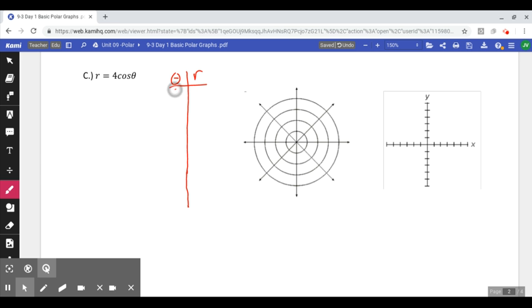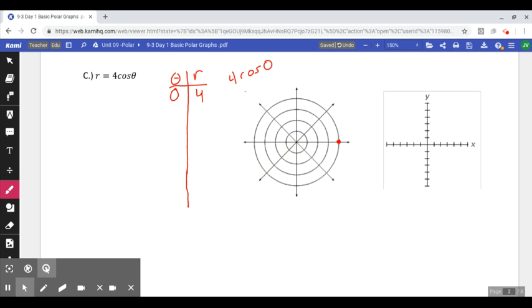Let's try when theta is 0. So we'll have 4 times the cosine of 0. Remember that the cosine of 0 is 1, so 4 times 1 is 4. If we want, we can actually plot that right now. The radius is 4 and theta is 0, or the angle is 0. We can pick any other points that we'd like.